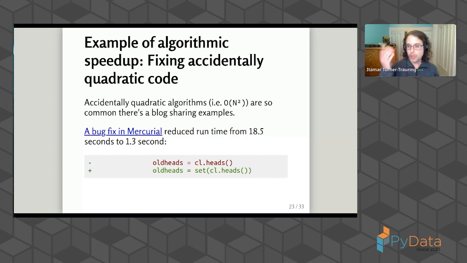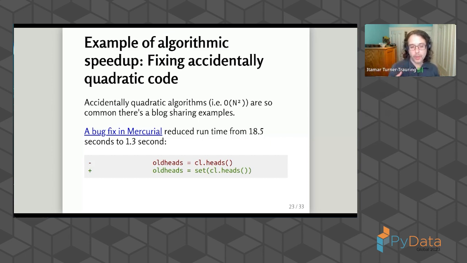So in the Mercurial version control system, someone noticed that some code was slow, and then they figured out they were basically trying to find the overlap of two lists, which takes the square of the length of the lists. And by switching one of the lists to a set, they got the runtime down from 18 seconds to 1.3 seconds for this particular task.